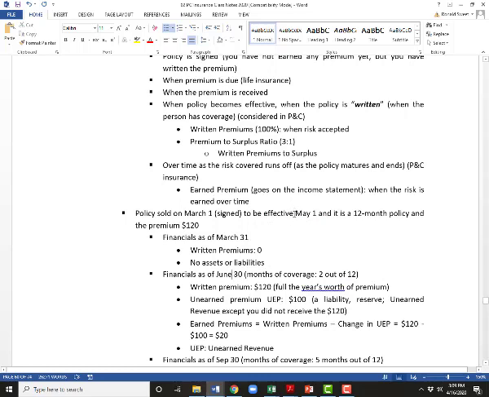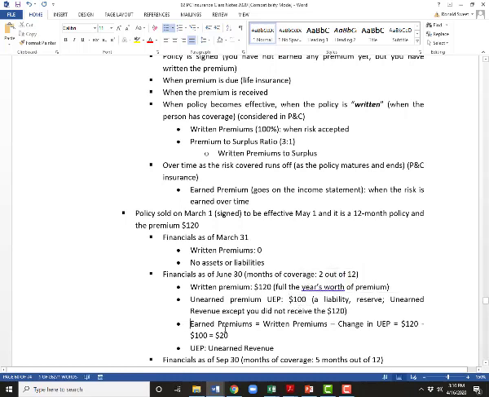you started providing coverage May 1st, so you have 2 months covered. So your written premium is the full $120. As of May 1st, you have $120 of written premiums. Your earned premium is going to be $20. Your unearned premium is those months you haven't given them coverage for yet, which is July through April. That's 10 months, so you have 10 months at $10 a month of unearned premium.